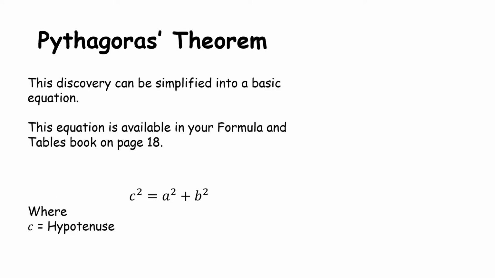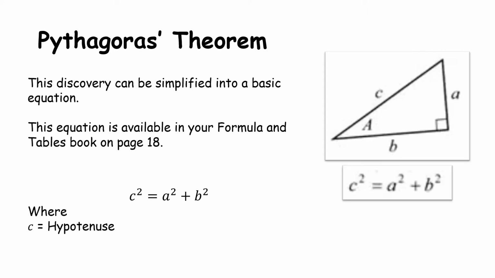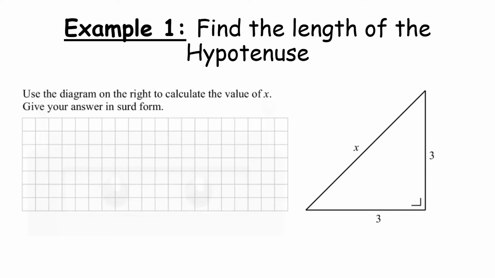If we want to simplify this, we can use the formula which is on page 18, and it's c squared is equal to a squared plus b squared, where c is equal to the hypotenuse. It doesn't matter which arm you label A and which arm you label B, the important one is C. Once you get C correct, the other two do not matter. So now let's use Pythagoras' theorem to help us work with some questions.